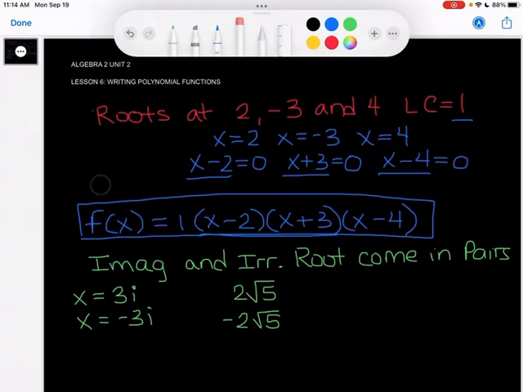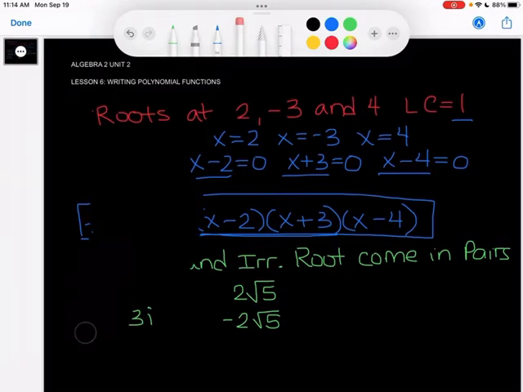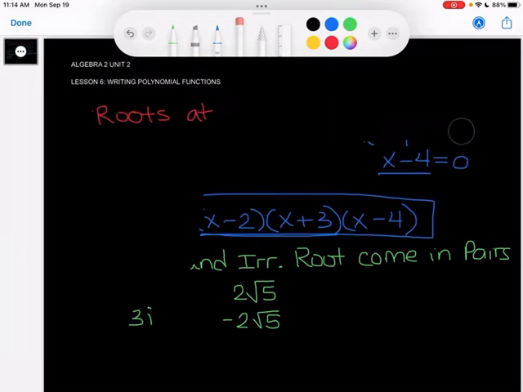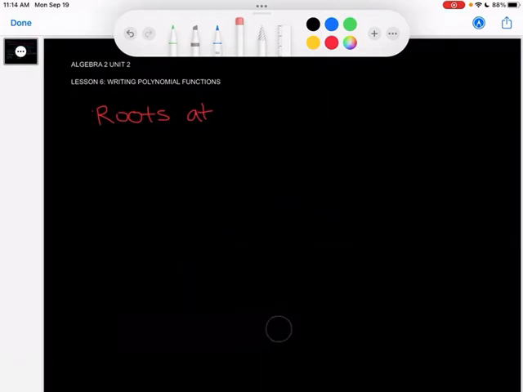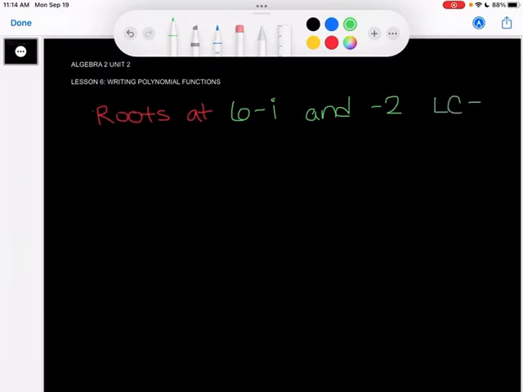I'm going to look at example 3 from the text if you're following along. Okay, so if I have roots at 6 minus i and a root at -2, and my leading coefficient is 1 again. Okay, so I know I have roots at 6 minus i, and I have a root at -2. But remember, imaginary and irrational come in pairs. So if I have a root at 6 minus i, I must also have a root at 6 plus i. They come in conjugate pairs.